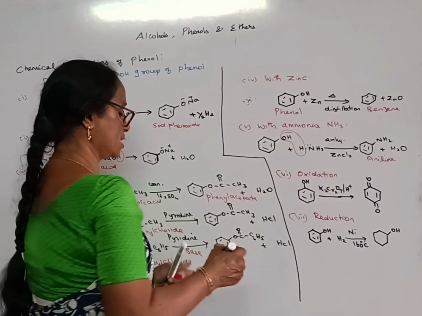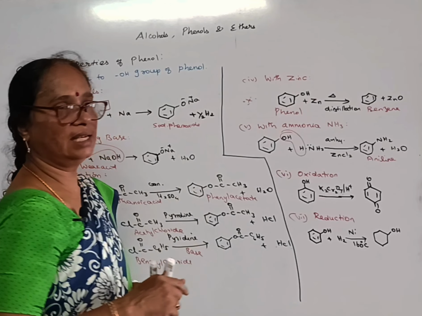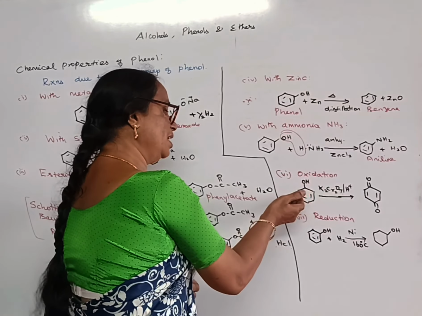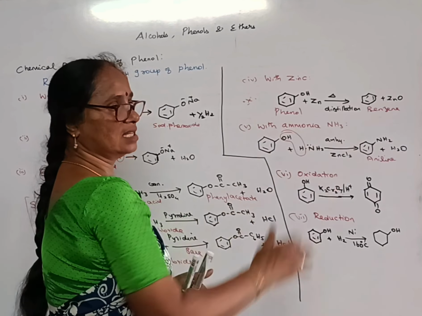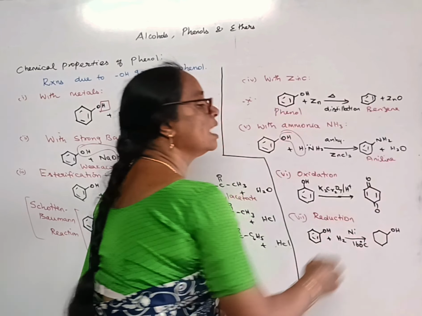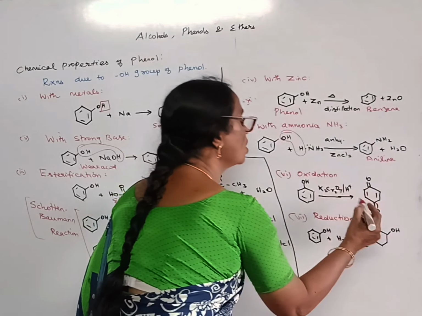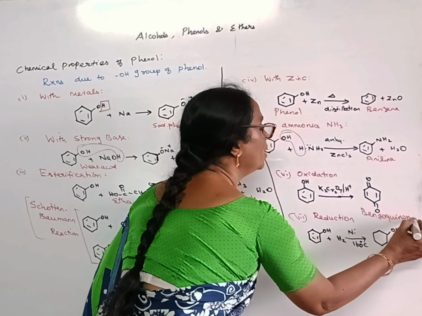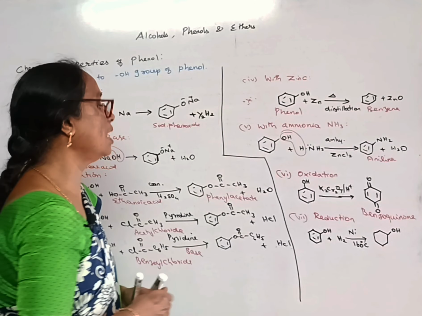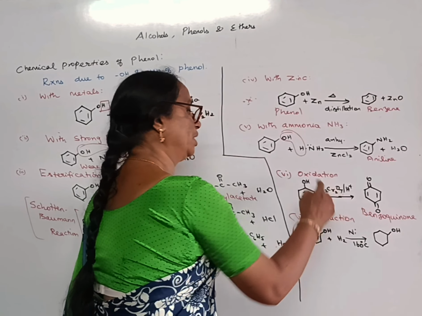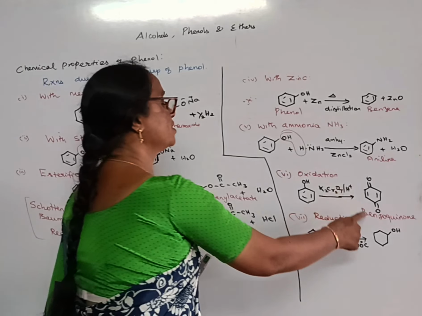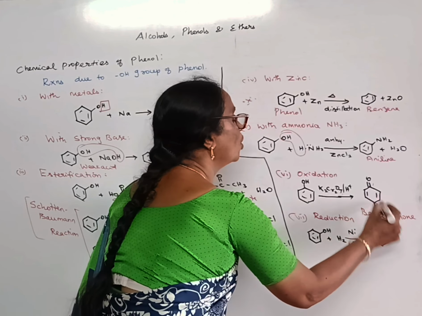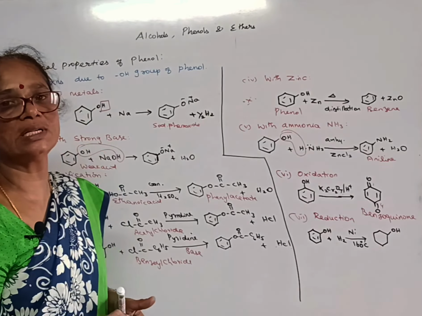Then oxidation. Alcohol oxidizes to carbonyl compounds, aldehyde or ketone, but phenol oxidizes to a 1,4-dione. This is also called benzoquinone. The name of the compound is benzoquinone. So when phenol is oxidized by acidified potassium dichromate, it gives benzoquinone, or you can say benzene-1,4-dione. That is also its name.